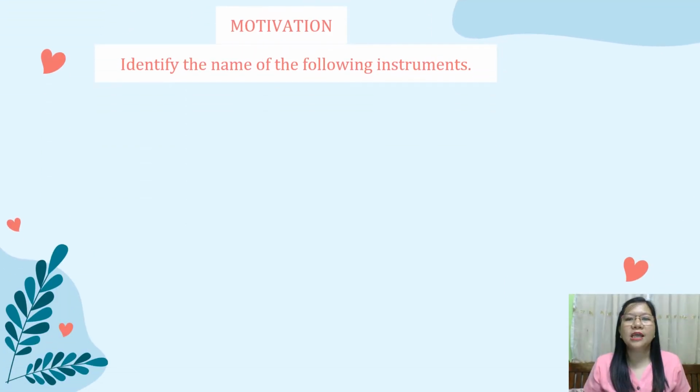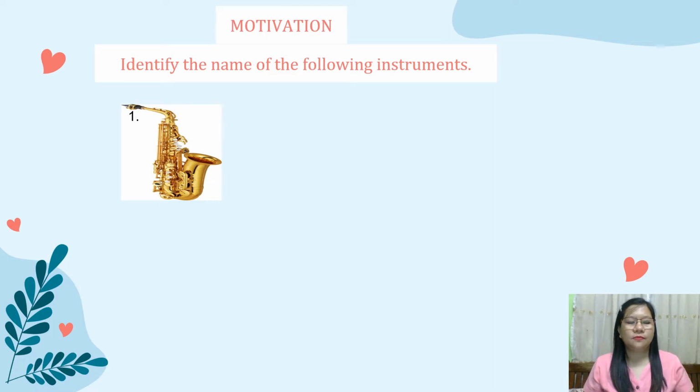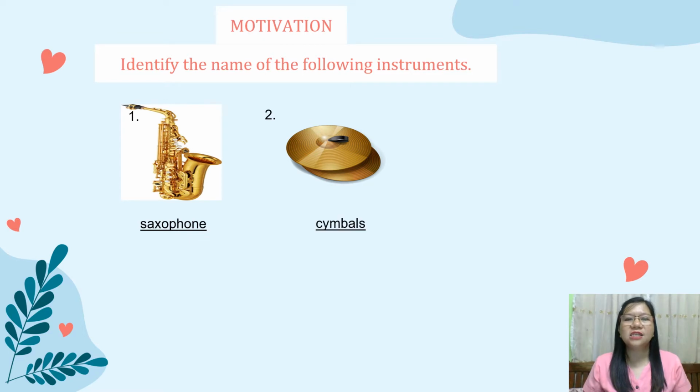Before moving on, let us identify the name of the following instruments. I will give you 5 seconds to answer each picture. Number 1. What is this? Very good. This is a saxophone. How about this one? Excellent. This is a cymbals.